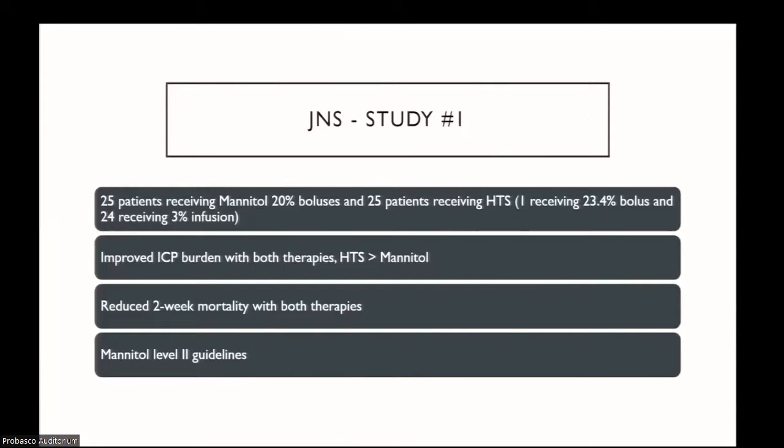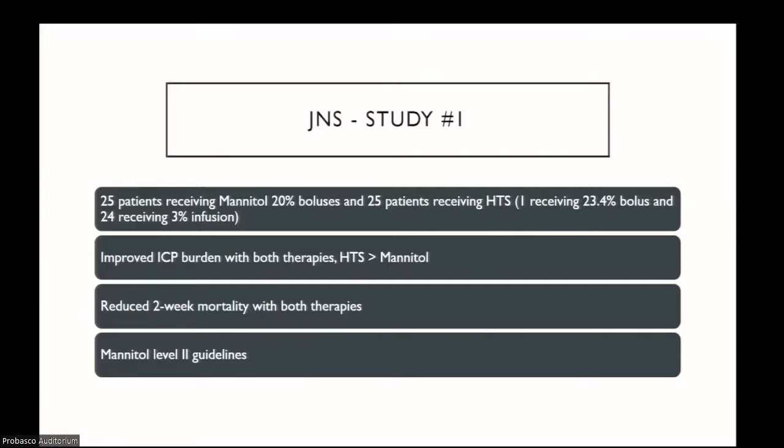Just going a little bit further into it, study 1 included 25 matched patients to either group. 25 received mannitol, 20% boluses, and 25 received hypertonic saline, 24 of whom received 3%, and 1 received 23.4% boluses. The mean cumulative ICP burden was found to be 15.52% with hypertonic and 36.5% with mannitol. So you can see that hypertonic just improved the ICP burden as compared to mannitol.